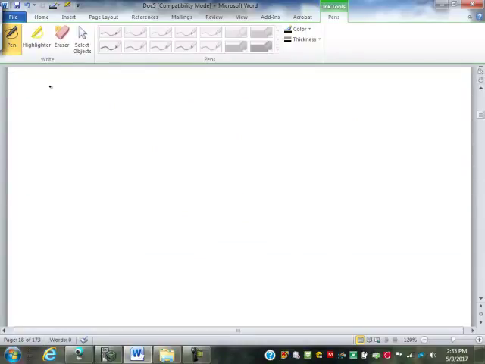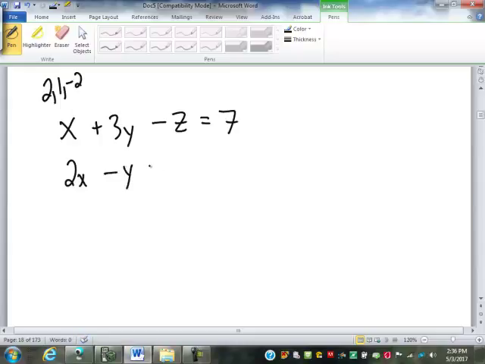Okay. Now we might have one that looks something like this. X plus 3y minus z equals 7. 2x minus y minus 3z equals 9. And 3x plus 2y plus z equals 6.